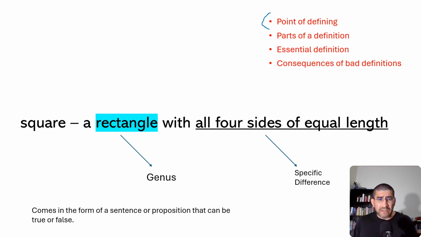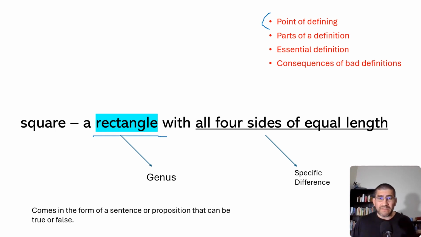The first part is called the genus, and it is represented by rectangle. A rectangle is the general category to which squares belong, and that's what a genus is. A genus is the general category to which something belongs.